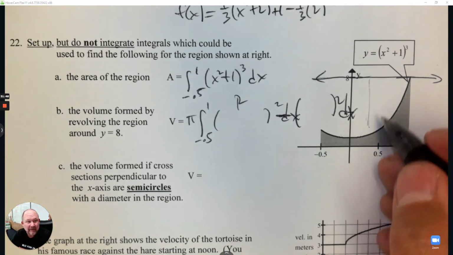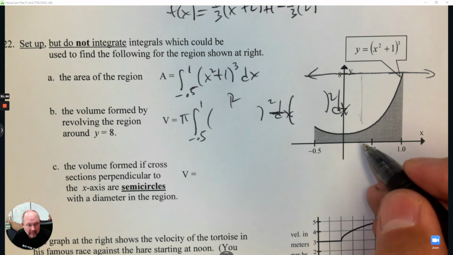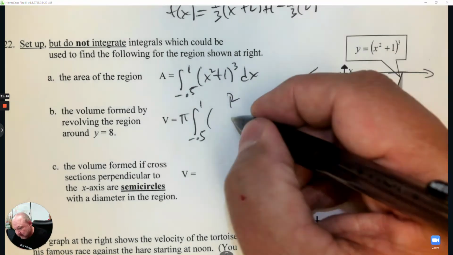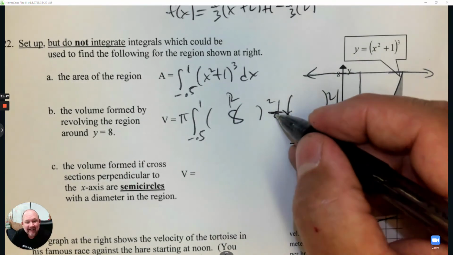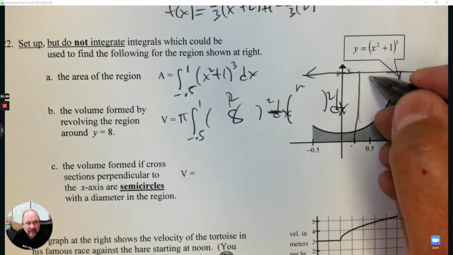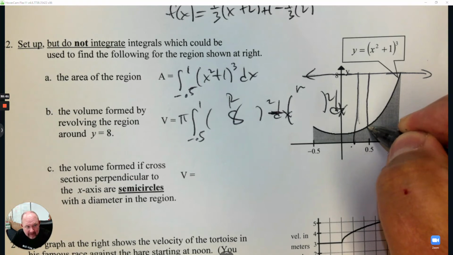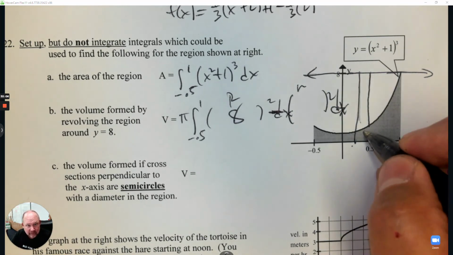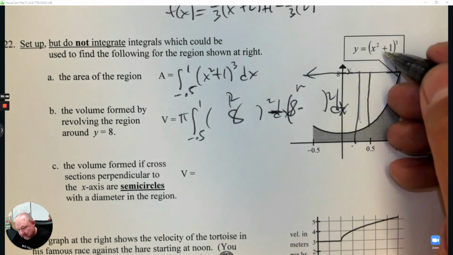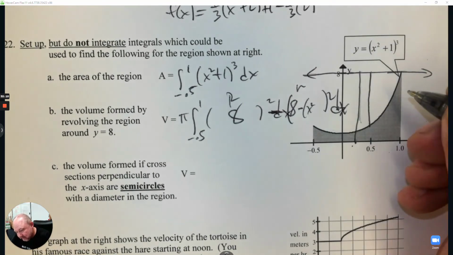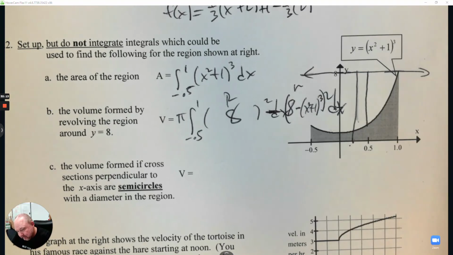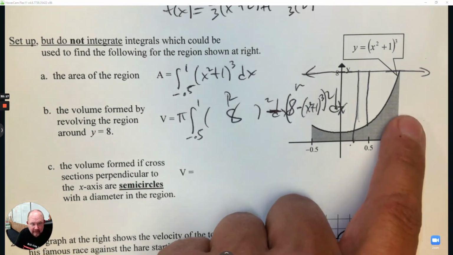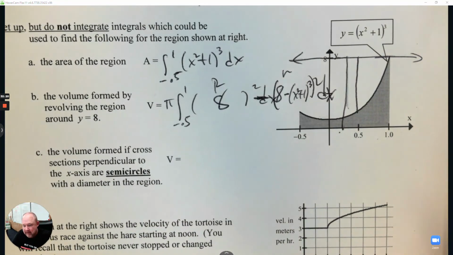So the big radius from 8 to the bottom, from here all the way to the bottom, would just be 8 subtract 0, which is 8. And then you subtract the small radius, which is from where you're rolling down to the top of the area, which is the curve. So it's 8 subtract x squared plus 1 cubed. So you have the big radius subtract the small radius, and you have the setup of it. All right, I made a mess of that one.